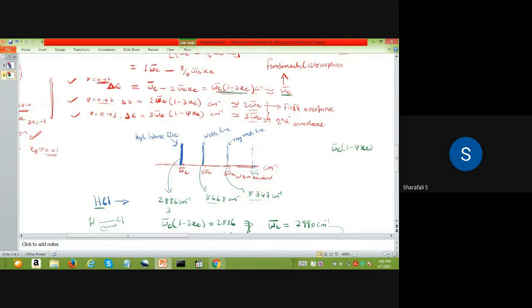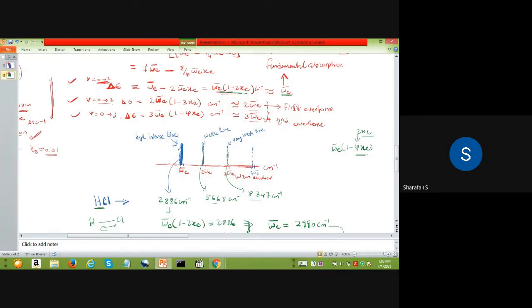So that will be coming very near to this omega e bar, but less than that value, because here, for the first overtone, the first fundamental line, we have omega e bar into 1 minus 2xe, but in this case we have 1 minus 4xe. So very near to this, we have this hot band, but less than that.